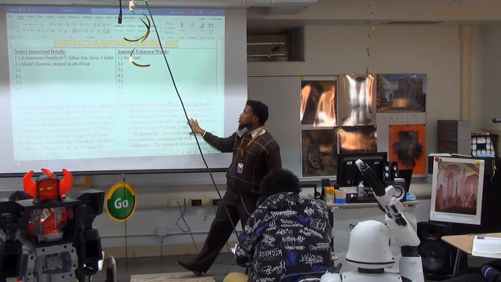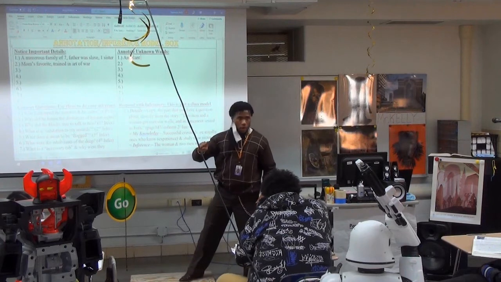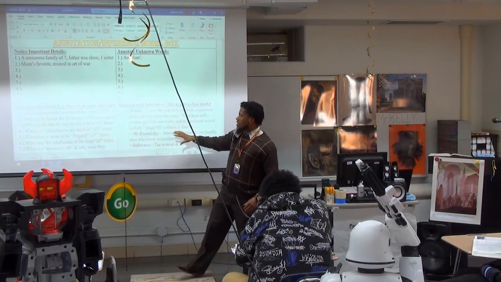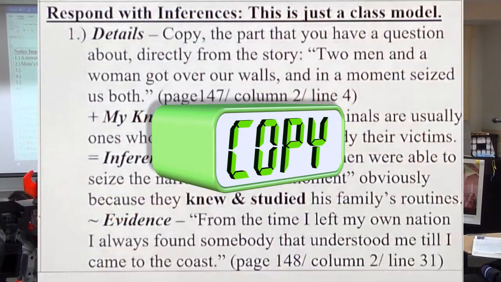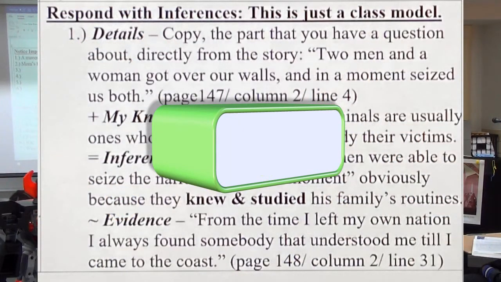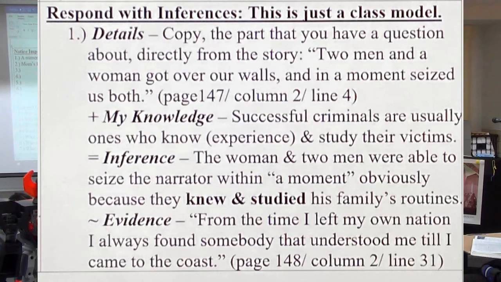This would have been the part of the story where we would have put that question mark, like she said in the annotated video. So if you don't have this down on your paper, under the respond with inferences box on the lower right hand side, you're going to put details and put 2 men and a woman got over our walls and in a moment seized us both. So majority of us copied this, but if you don't have this, Mr. Gilbert, you're writing this in the lower right hand box and you're going to label it details.